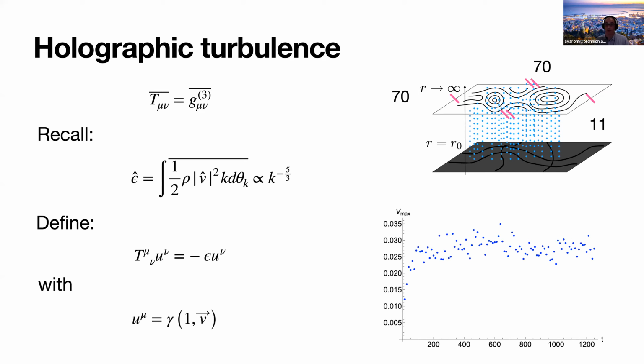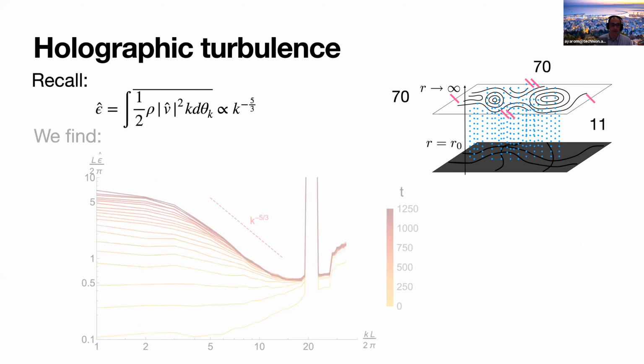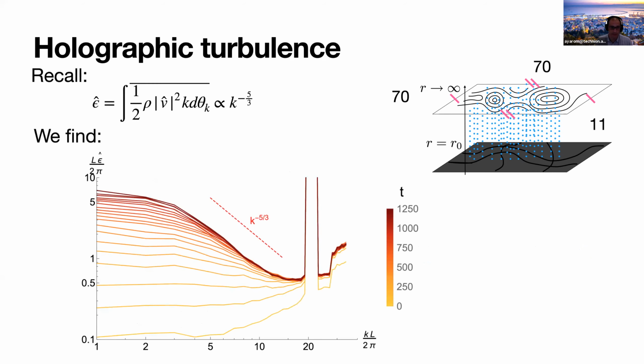You can see the maximum value of the velocity field at each point in time, as a function of time, is pretty low. And so we can try to evaluate the non-relativistic energy power spectrum using this method. And this is what we get. The vertical axis is the energy power spectrum. The horizontal axis is the momentum. And we plotted the value of the energy power spectrum for each time.